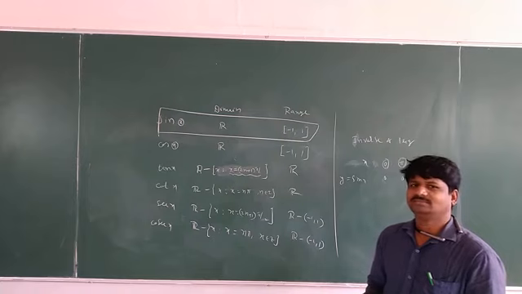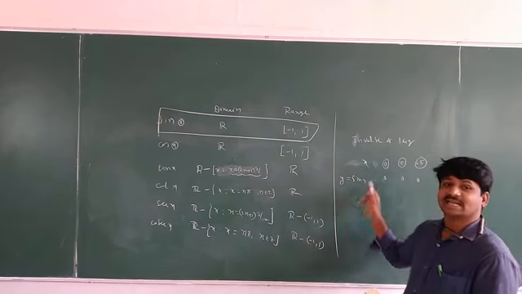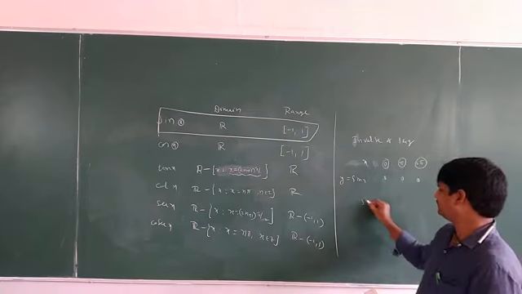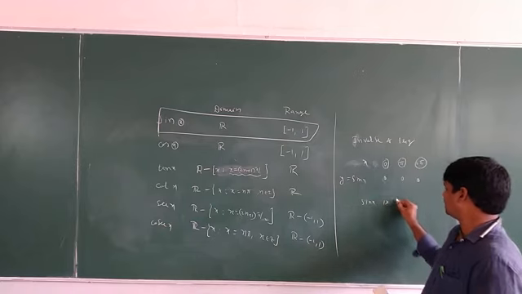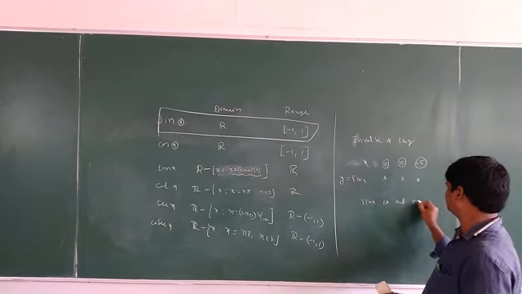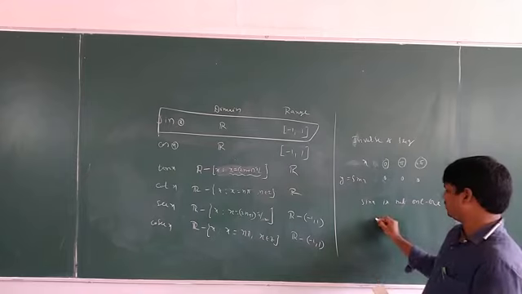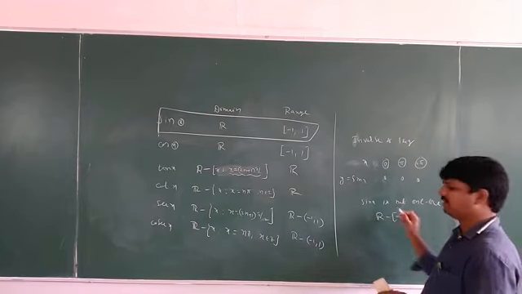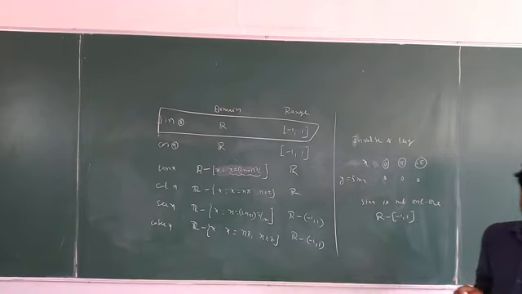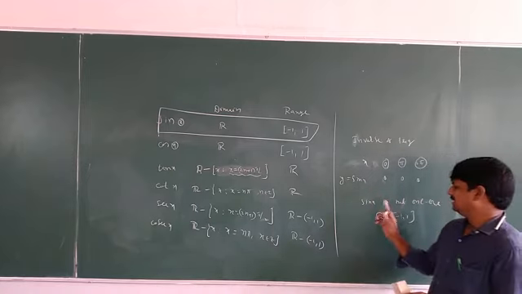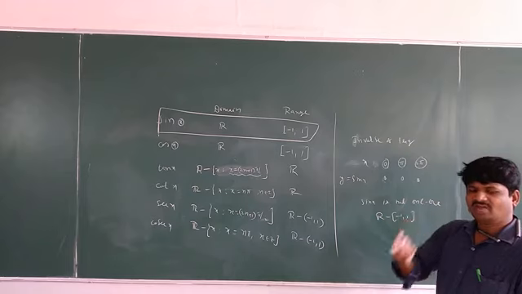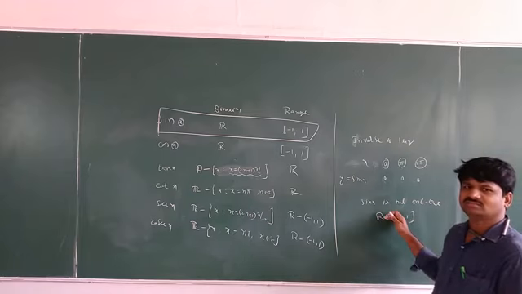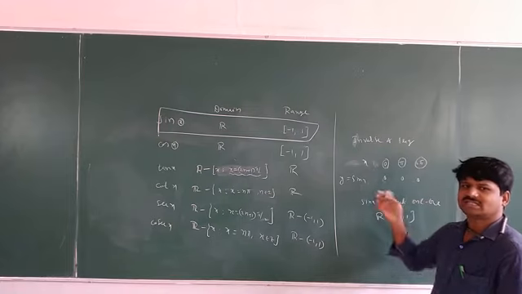This sine function is not 1-1. Sin x from R to closed interval minus 1 comma 1 is not 1-1. Whenever you say that it is not 1-1, then it is not bijective. The sine function is not bijective.